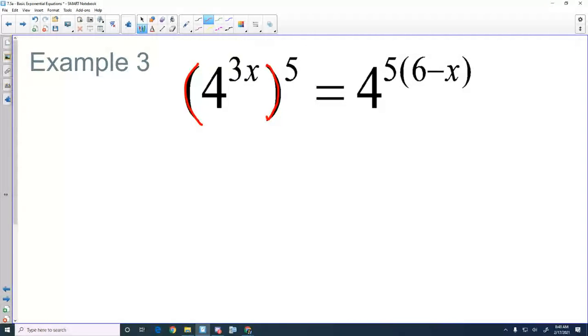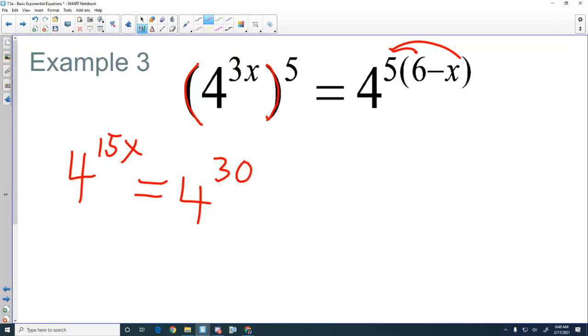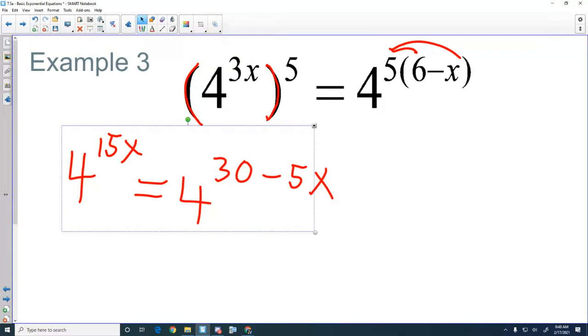All right, the only issue I've seen with a couple students is make sure you distribute that 5 to both terms on the right, when you're multiplying a monomial times a binomial. So we'll have 4 to the 15x equals 4 to the, well, 5 times 6 is 30, but then 5 times a negative x is negative 5x.